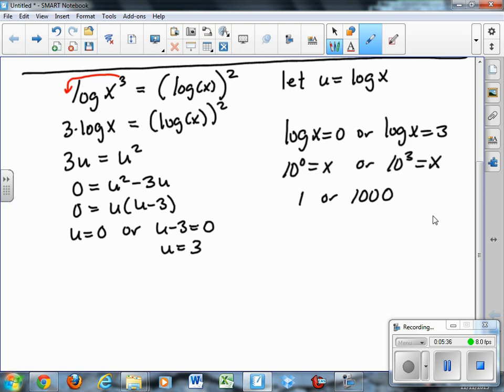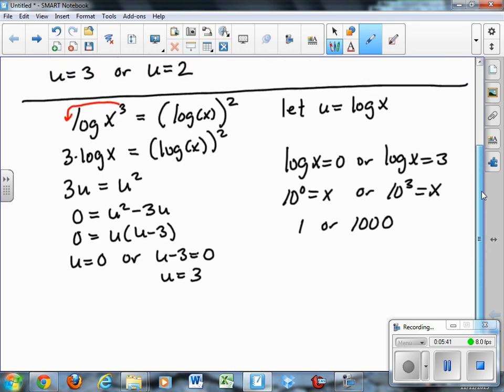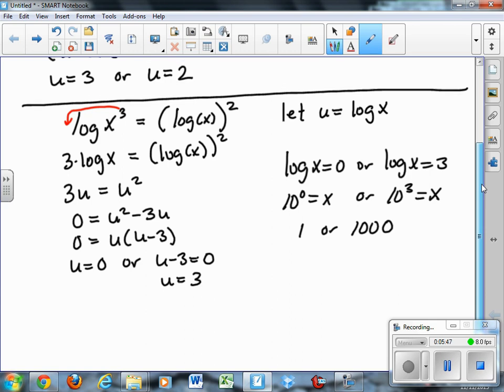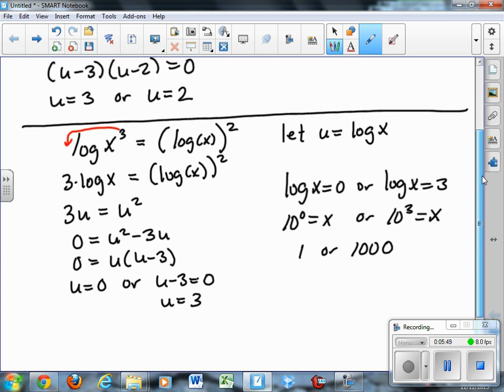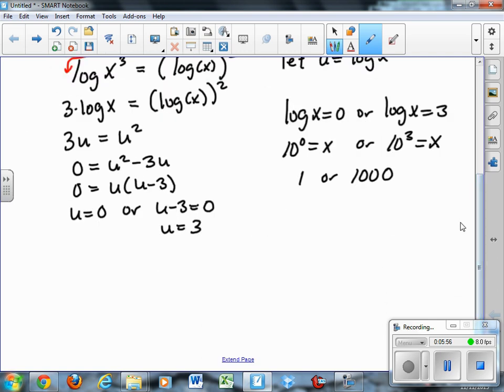Okay, so those are just a couple of examples. Being able to recognize when you have something squared and the same thing not squared in the same equation, you can do a quick substitution, solve it as a quadratic, substitute back, and finish solving. So there's exponential and logarithmic in quadratic form.